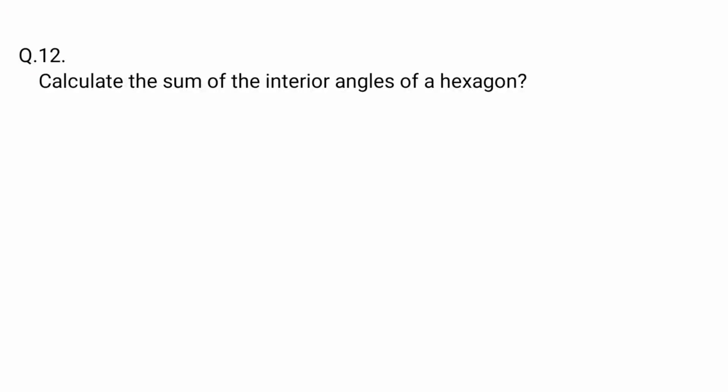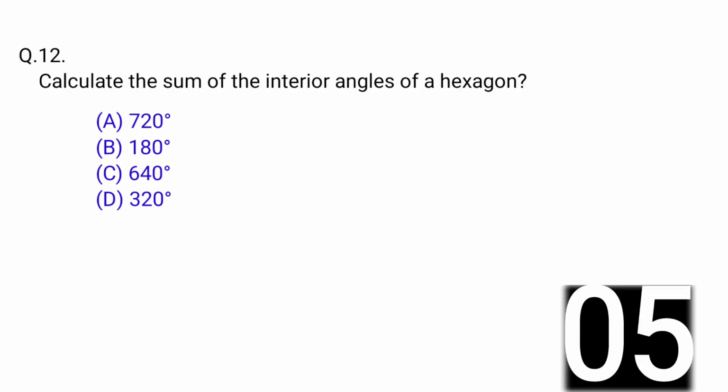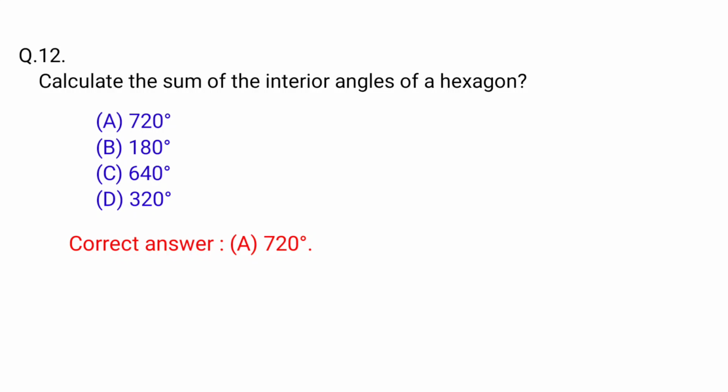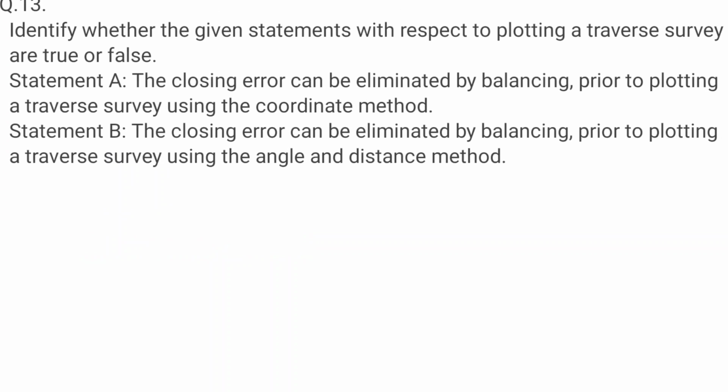Next. Question number 12. Calculate the sum of the interior angles of a hexagon. Options: A. 720 degrees, B. 180 degrees, C. 640 degrees, D. 320 degrees. Correct answer is option A. 720 degrees.